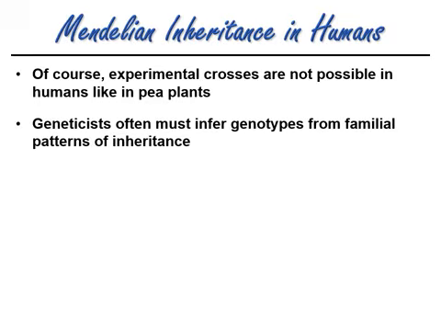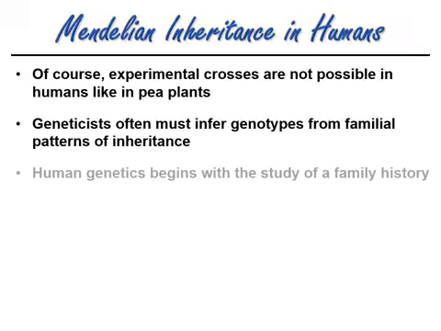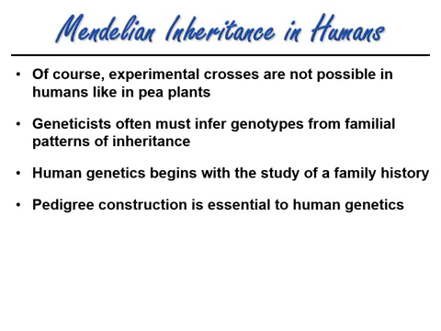And then you can give people an idea, because usually something happens and they want to know, if we have another child or if we try again, what's the chance of this happening? And you give them a probability. You can't tell them exact numbers, but you can at least tell them a probability. Human genetics really begins with the study of the family history. Pedigree construction is essential to human genetics, and it is tough.